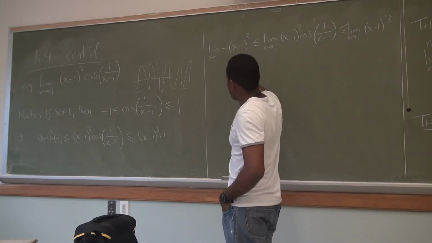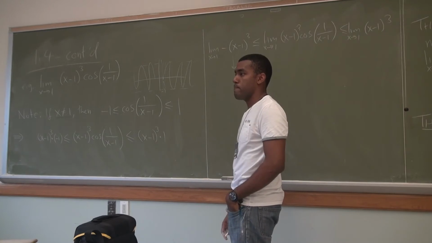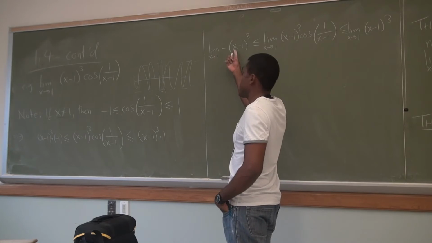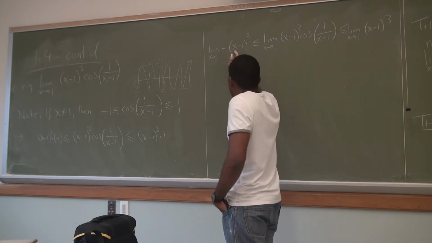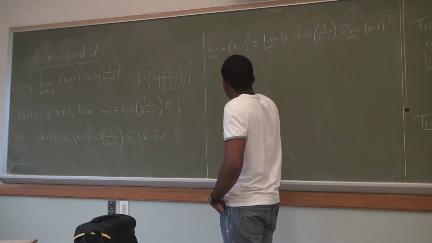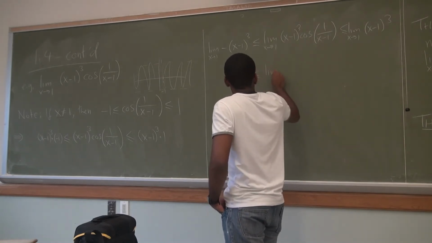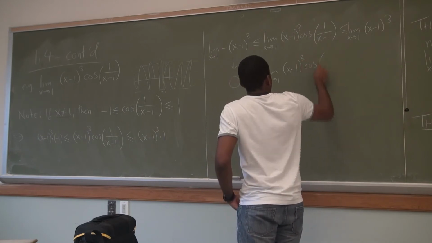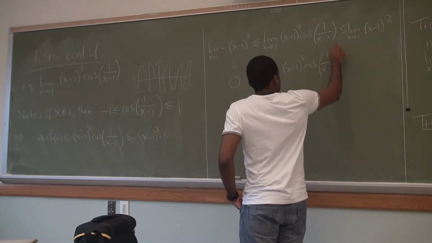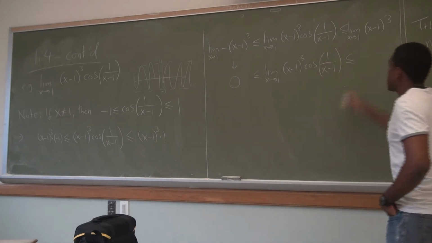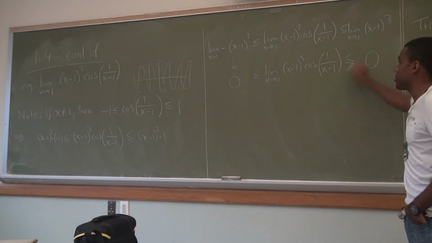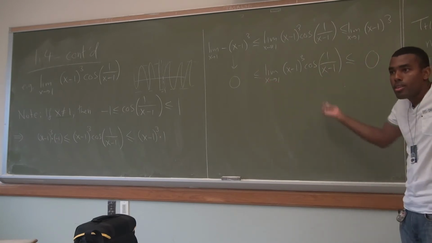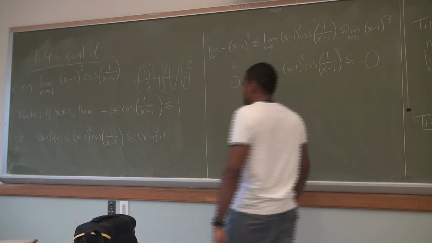Well, what is the answer here? Zero. That's actually continuous. You can just plug in the number. You plug in 1, this will go to 0. And what would this one go to? 0. Also goes to 0. So what do you notice? This limit is between 0 and 0. It has to be 0. How are you going to be between the number and itself?